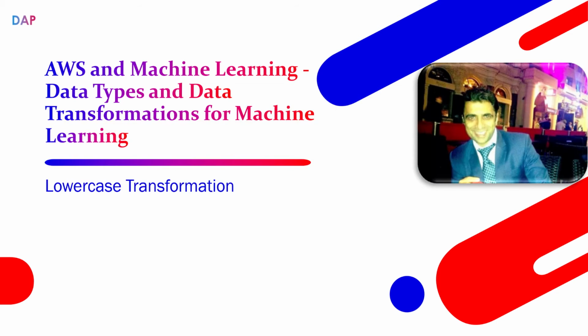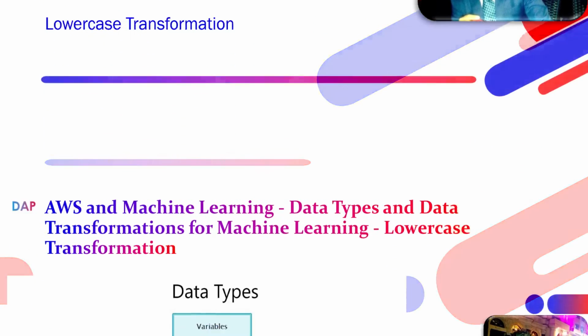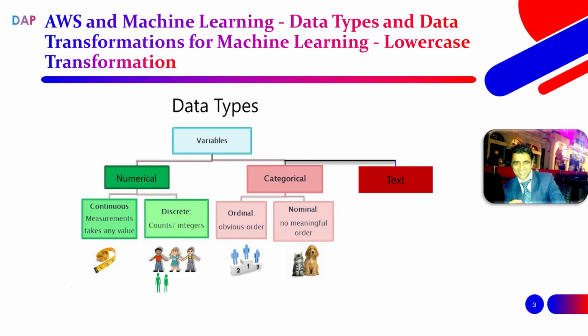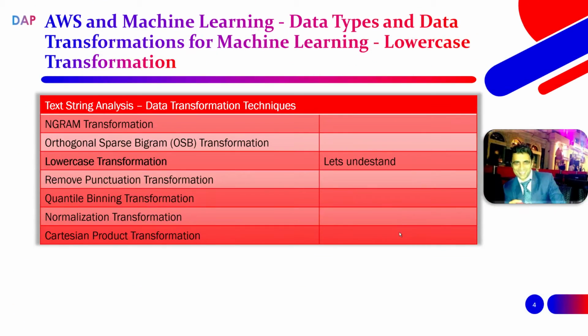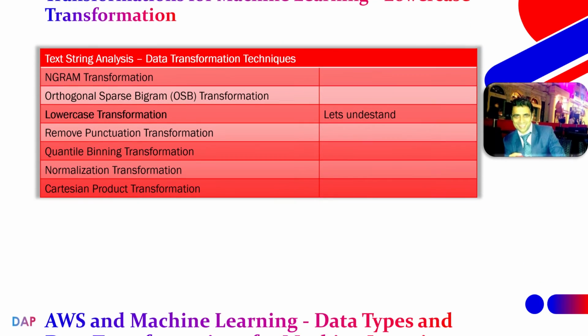Now, as I have said, the lecture will be on lowercase transformation. So let's keep it to the point. All of you should know that we are dealing at the moment with what kind of data types we might encounter in a machine learning project, and currently we're talking about text variables. So let's understand lowercase transformation.